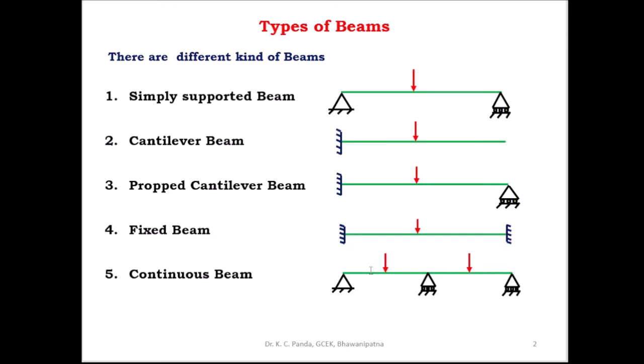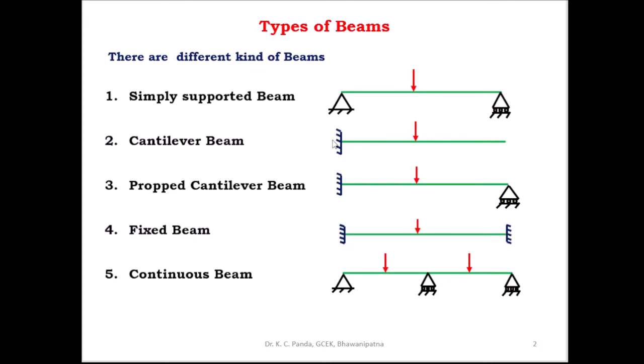A beam is a one-dimensional structure. It carries its loads by developing bending moment and shear forces at different sections. There are different kinds of beams: simply supported beam, cantilever beam, propped cantilever beam, fixed beam, and continuous beam.